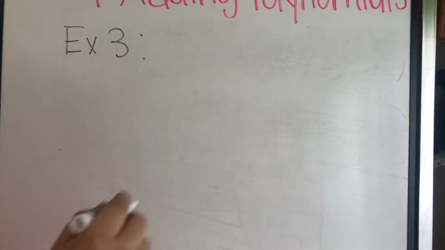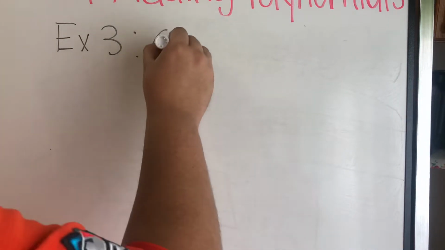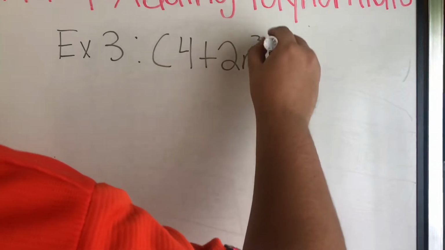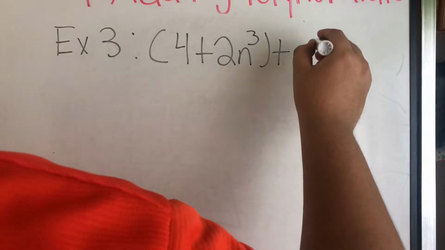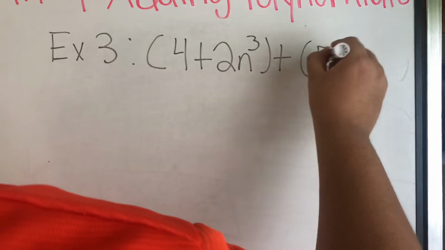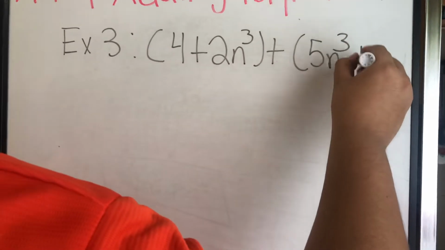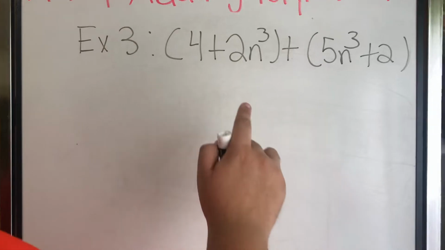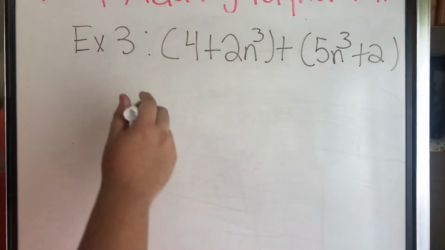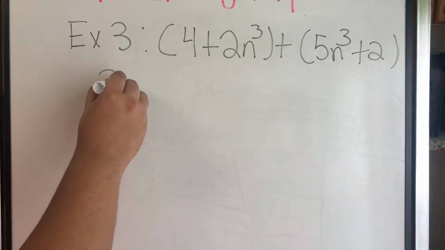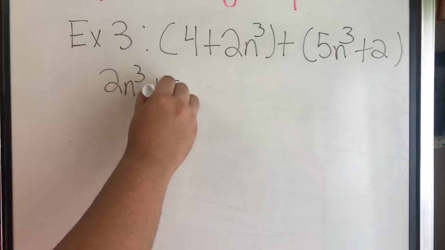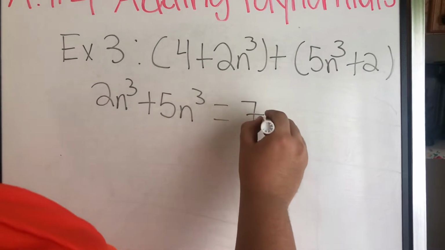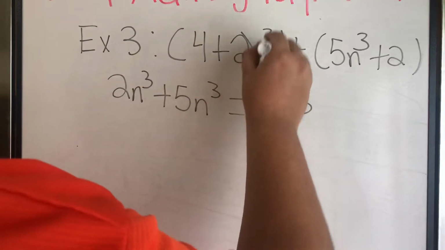So, example problem number 3. Say we have 4 plus 2n to the power 3 plus 5n to the power 3 plus 2. So let's begin by adding the ones that are the same. Highest exponent. 3 and 3. There's 2 of them. So 2n to the power 3 plus 5n to the power 3. If we add 2 plus 5, that is 7. So 7n to the power 3. We're done with this. Done with this.